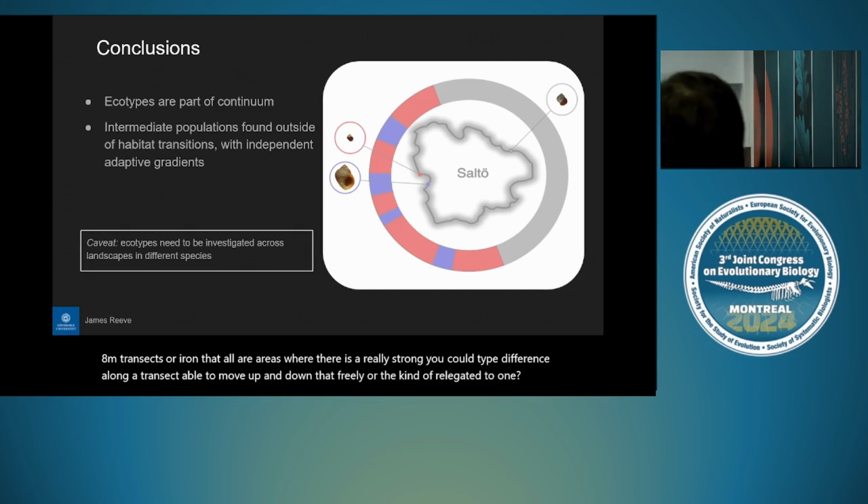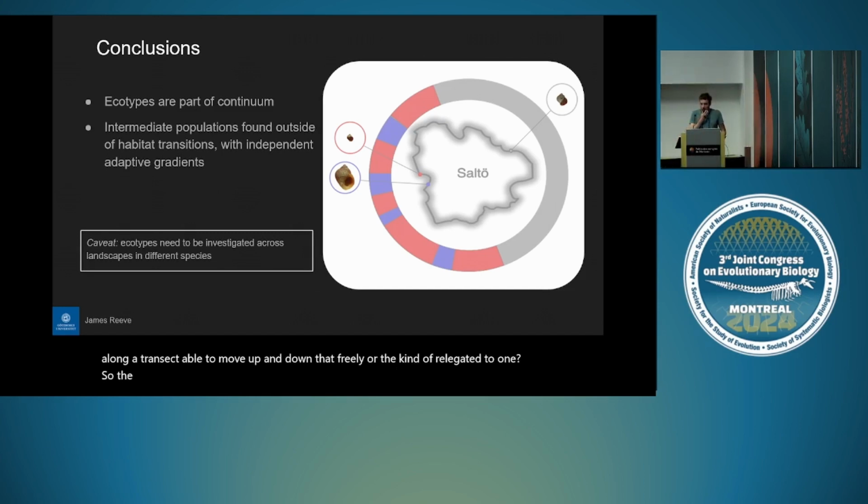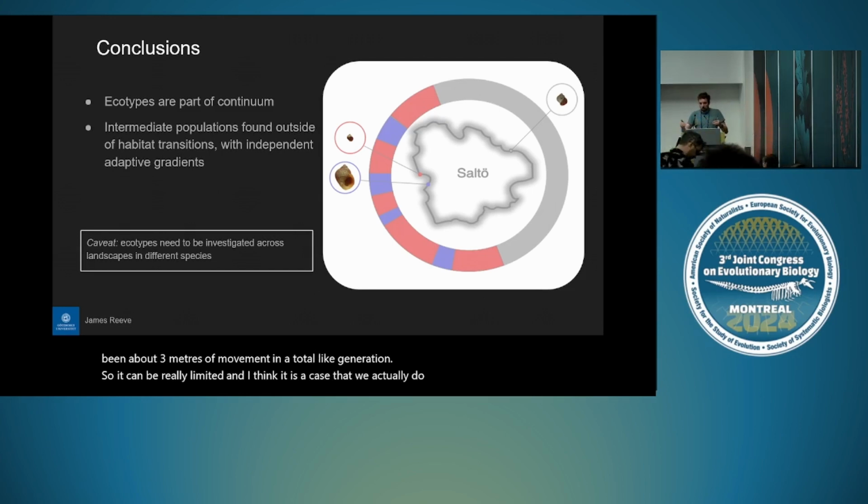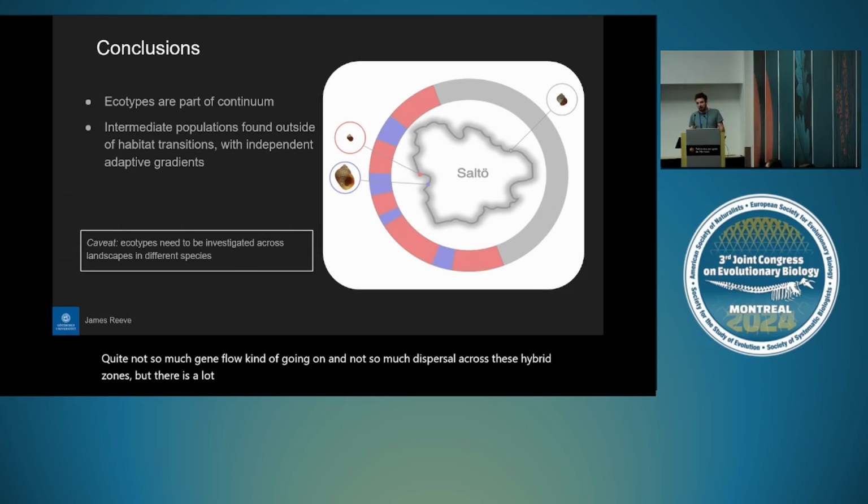So the habitat transitions tend to be like 30 meters or so, and our estimates in the past have been about 3 meters of movement in a total generation. So it can be really limited, and I think we actually do have not so much gene flow and not so much dispersal across these hybrid zones. But something we haven't really investigated is long distance dispersal, and can you, for instance, get a snail that's knocked off the shore, winds up somewhere else, and then starts to introgress and hybridize.